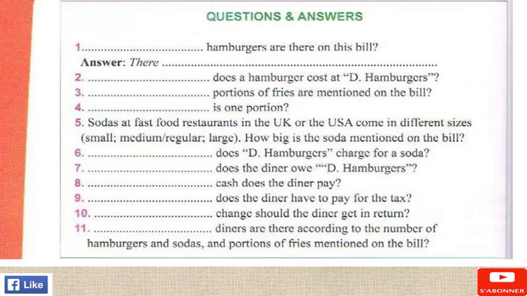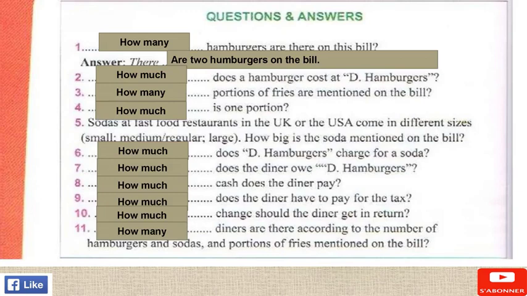How much does the hamburger place charge for a soda? How much does the diner pay the hamburger place? How much cash does the diner pay? How much does the diner have to pay for the tax? How much change should the diner get in return? How many diners are there according to the number of hamburgers and sodas and portions of fries mentioned on the bill? So بالنسبة للسؤال الأول, how many hamburgers are there on this bill? There are 2 hamburgers on the bill.